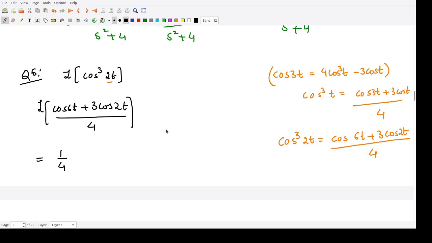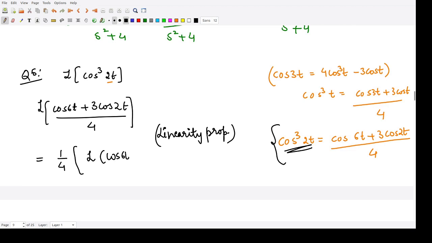So in this question we are to calculate the Laplace transform of cos cube 2t. I can first use this expression instead of cos cube 2t, and thereafter I can apply the linearity property. So what do I have? I have 1 by 4 times the Laplace transform of cos 6t, plus 3 by 4 times the Laplace transform of cos 2t.